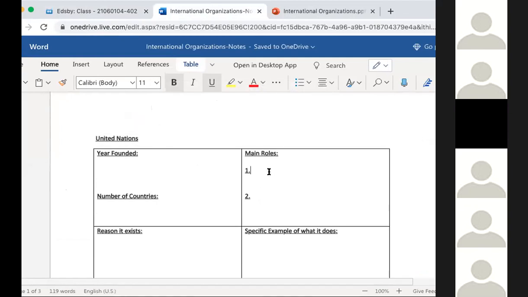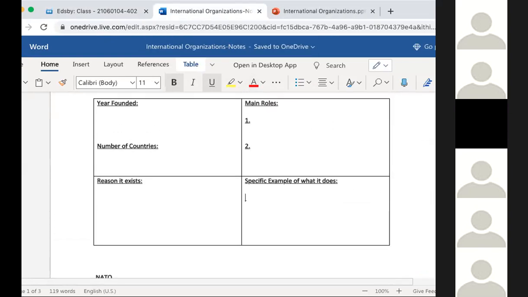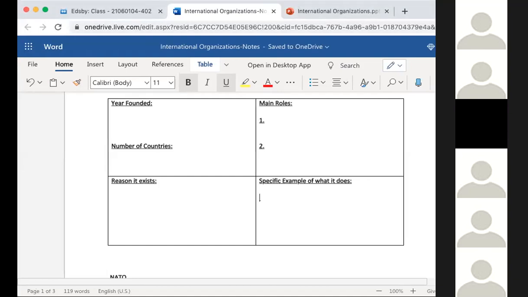Then you're gonna read through in your breakout rooms and tell me what are their main roles. And each one should have at least 2. And then give me a specific example of something that it does. And when you read the text, it'll do that. We're gonna do the first one together as a whole group. So let's read, actually I'll read it to you.